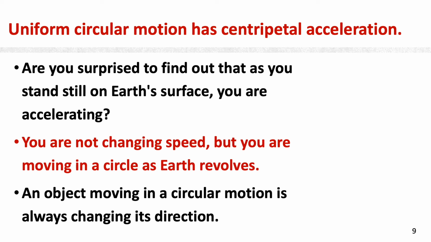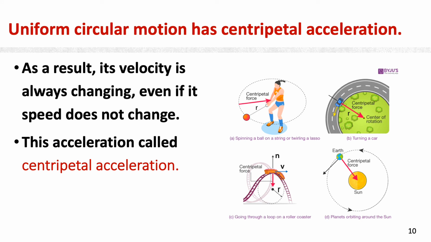So, if an object is moving in a circular motion, it means it is always changing its direction. As a result, the velocity is always changing, even if the speed doesn't change. So this is acceleration, and this kind of acceleration is called centripetal acceleration.